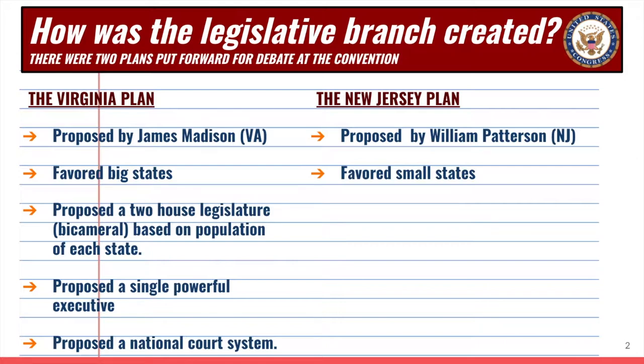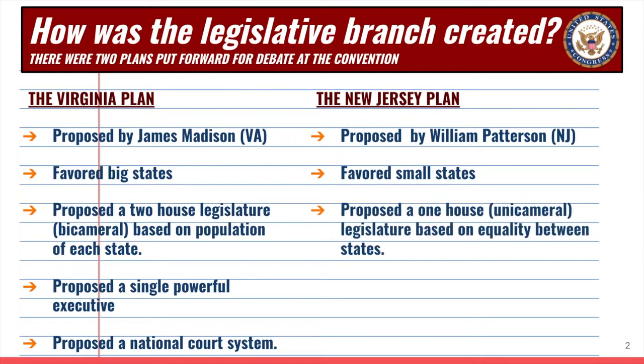The difference between the Virginia Plan and the New Jersey Plan is that the New Jersey Plan proposed a one-house, also known as a unicameral legislature, that was based on equality between the states. So in this case, it was proposing to create a legislative body, a Congress, that was very similar to the Congress under the Articles of Confederation, because the Congress under the Articles of Confederation made every state equal in terms of its representation. Every state had the same number of votes in the Articles of Confederation Congress. So under the New Jersey Plan, that would be essentially the same.